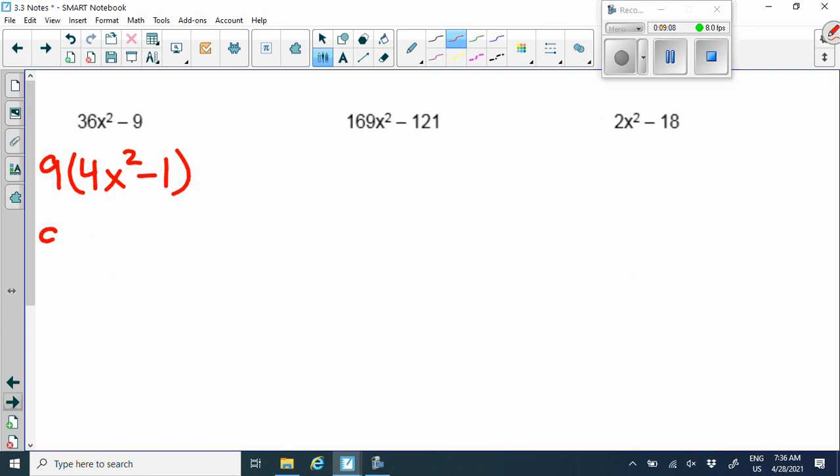Now I do need to bring down my 9, that does not go away, and I create my two sets of parentheses. Okay, square root of 4 is 2, so I have a 2x and 2x. Square root of 1 is 1, and then 1 needs to be minus, 1 needs to be plus.